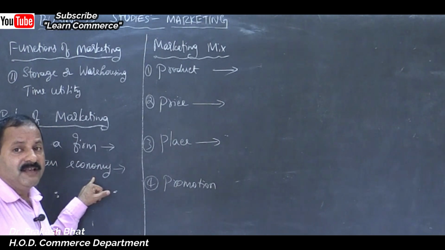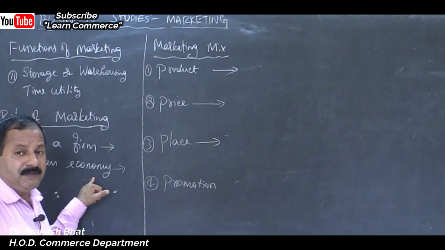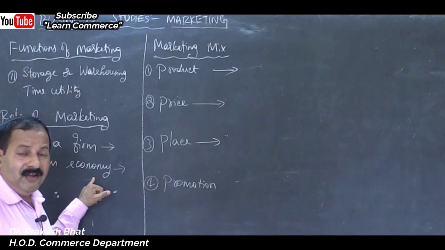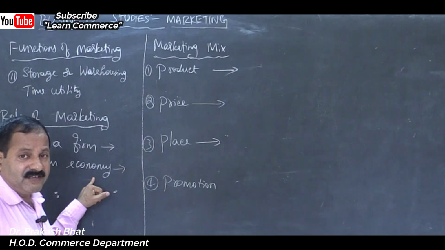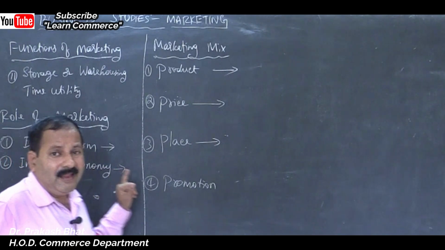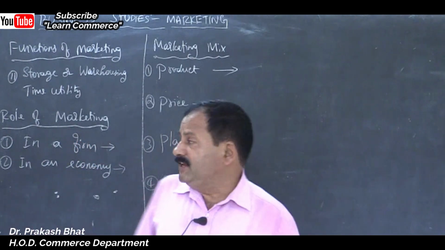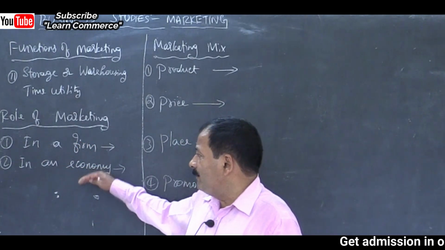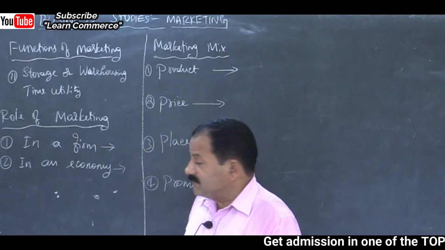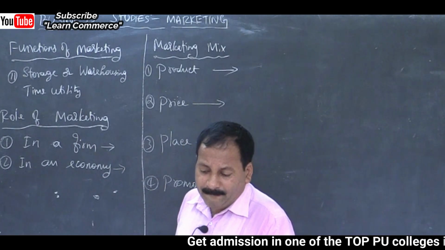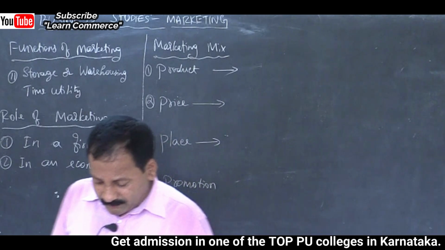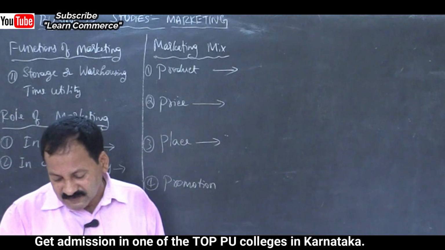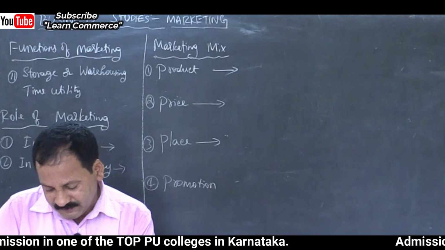In the economy we can see the prosperity of the industrial sector, isn't it? Growth of the industrial sector will increase the economic income or per capita income of the people. Ultimately economic development takes place, which is the role of marketing in any economy for that matter. This is very much important.